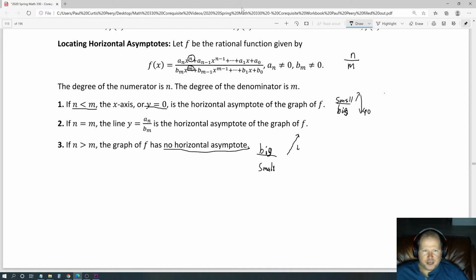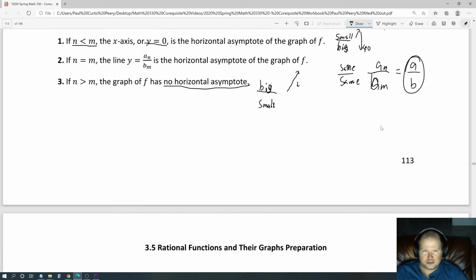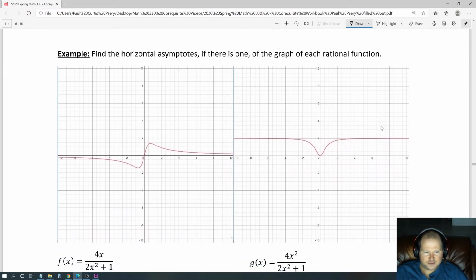Now the middle one is if they are equal, right? So same. In this case, they're saying if you have a over b, right? But these 2 exponents are the same. What you do is, sorry, that needs to be a b. That needs to be a b. What you're going to do is you're going to make a fraction out of the coefficients, right? Okay, so let me actually do these examples, and hopefully it'll make more sense. I know that's still a little bit abstract, so let's do a couple of examples of this.